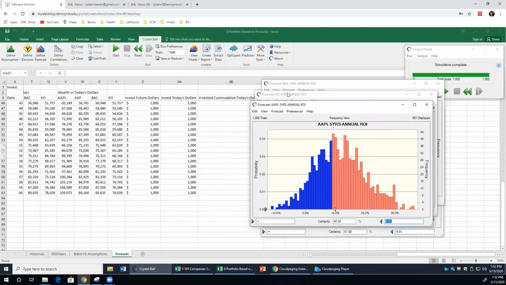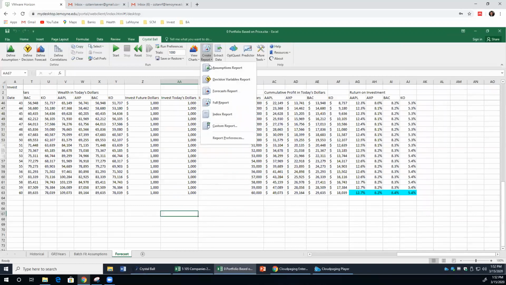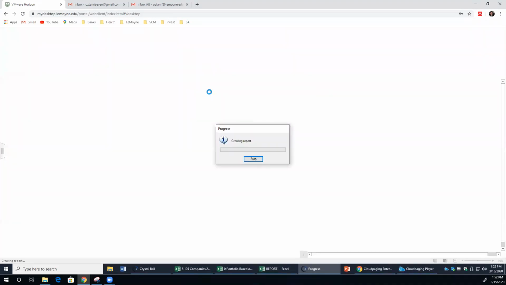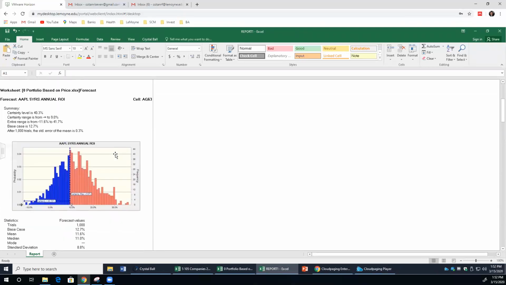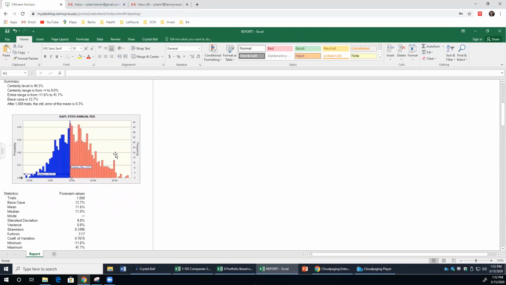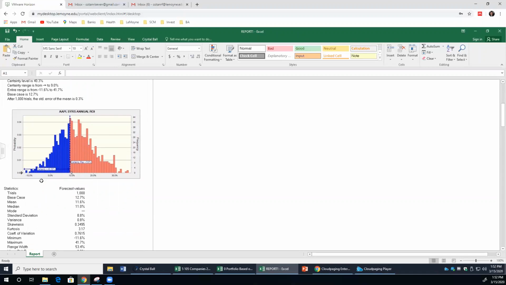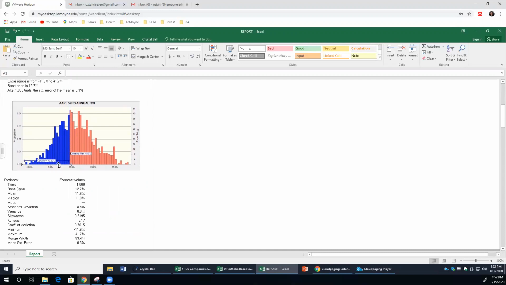Now what I would like to show you is how to create a report. If I create a forecast report here, now you can see what's going on. This is what I want to see in your assignment: the probability of not beating the market, which, as you see here, is 40.3% for Apple. And I would also like to see these numbers.